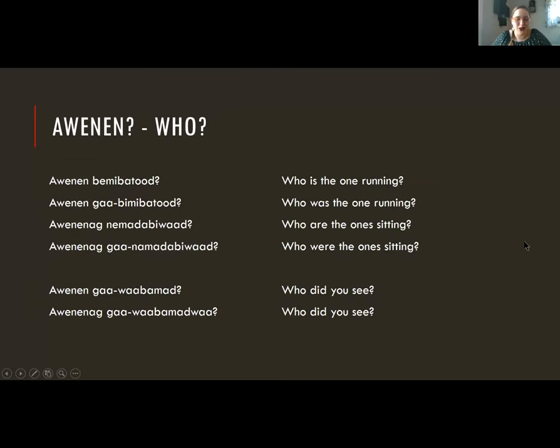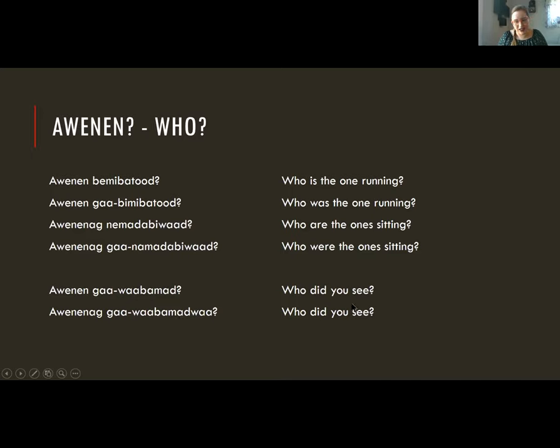Okay, so those are VAIs, right? Bimipatu and namatebi are VAI verbs. So if you want to use a VTA, awaynin ga wabamud, who did you see? Okay, so wabam is the verb, see him or her. Ud is the VTA ending for you to him or her. So one person. Awaynin ga wabamud. Who did you see? Awaynin ga wabamud. You want to pluralize it. Awaynin ga wabamudwa.